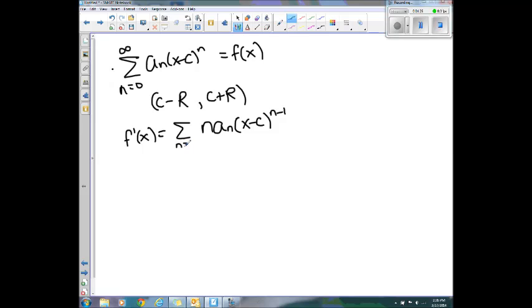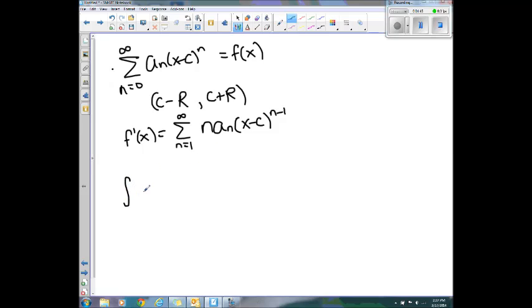Now, because the derivative of our constant term, a sub 0, is going to be 0, we need to adjust the index in our power series. Instead of starting from 0 and going to infinity, we're going to start at 1 now for that derivative.